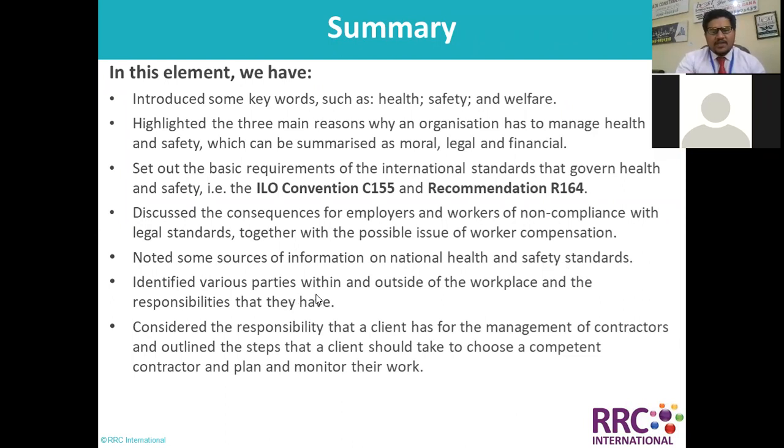We identified various parties within and outside of the workplace and their responsibilities, and also considered the responsibility of a client for the management of contractors. Just now we discussed how we are going to select our contractors, and what level of pre-qualification system must be implemented. And we also outlined some of the steps the client should take to choose a competent contractor and how he is going to plan and monitor their work.